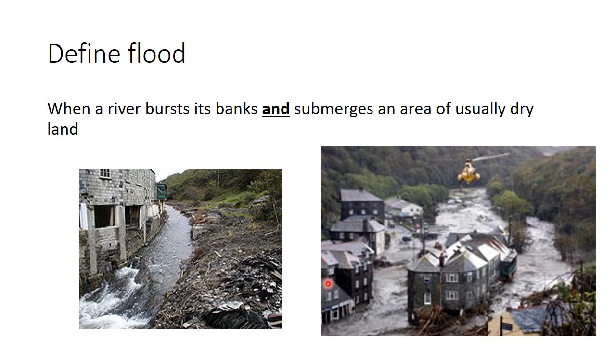Here is the Boscastle flood. Hopefully you can see there that 4 Street completely submerged under water. That water would not usually be there, so it categorises as a flood. Likewise, we can see flood damage to these buildings here. These buildings are not usually inundated with water, so this is a flood because the river has burst its banks and submerged an area of usually dry land.